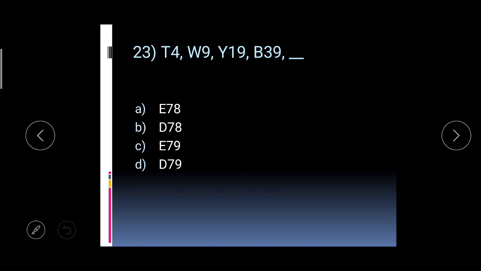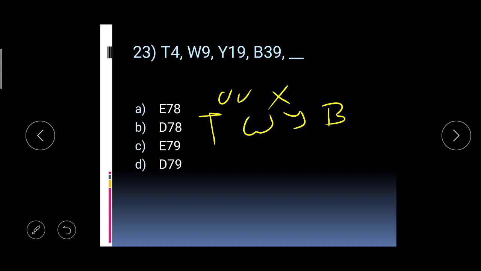Okay. T4, W9, Y19, B39. Let's start with the first series. T, then W, then Y, and then B. Okay, it is U and V, hopping 2 letters, then W, X, Y.